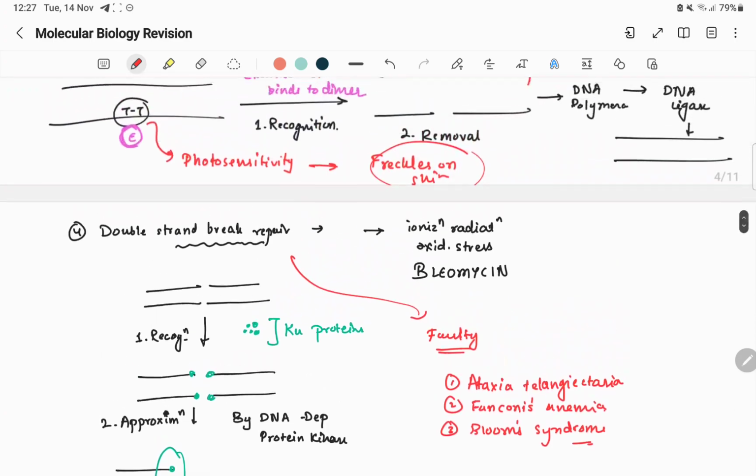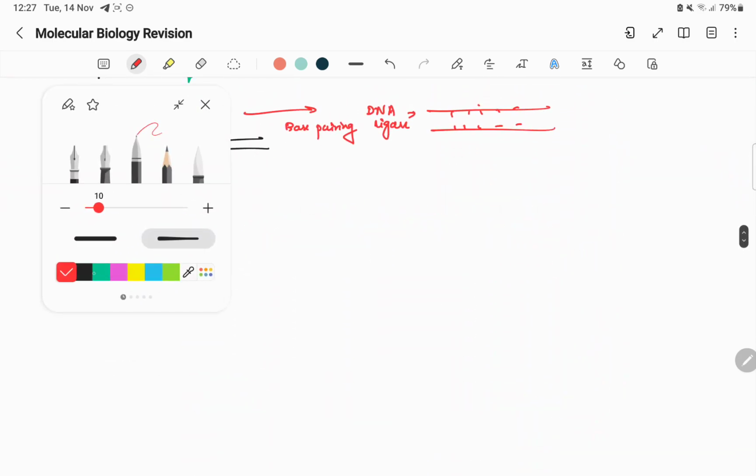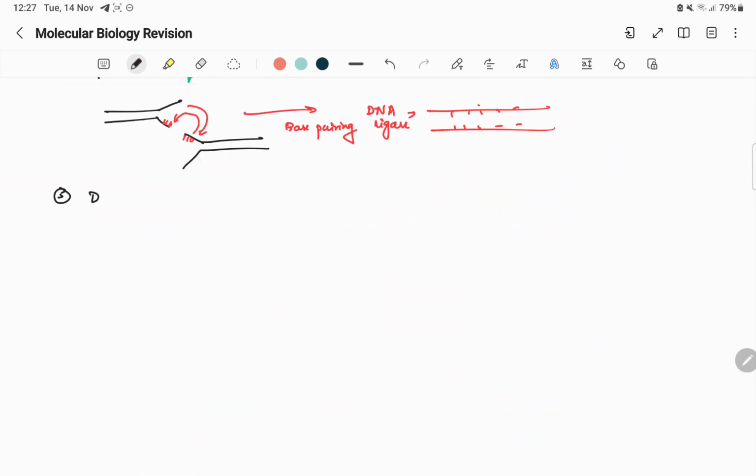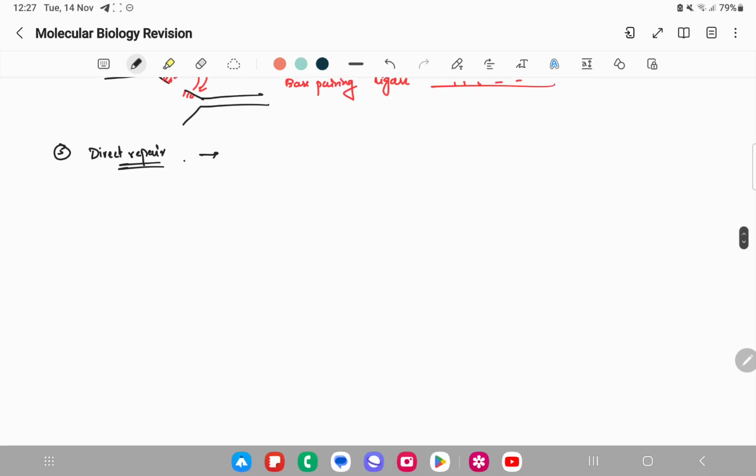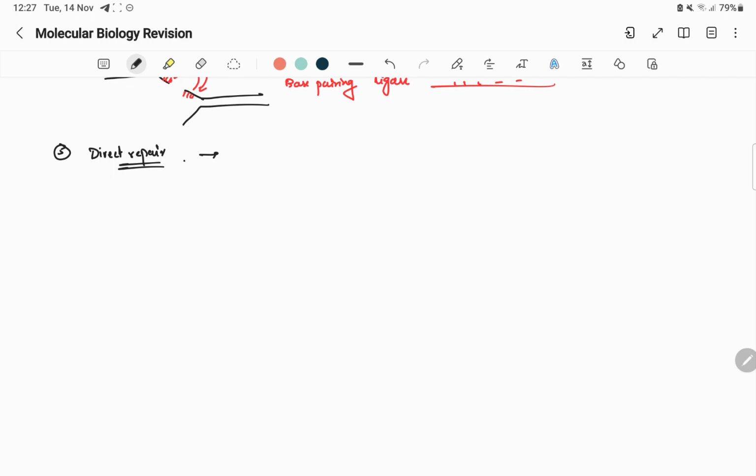Understood? And at last you have another DNA repair mechanism which is called direct repair. Direct repair is involved in cases where a pyrimidine dimer is formed, or alkylating agents, or modified bases, if the bases are modified.